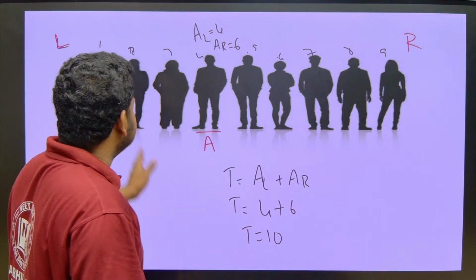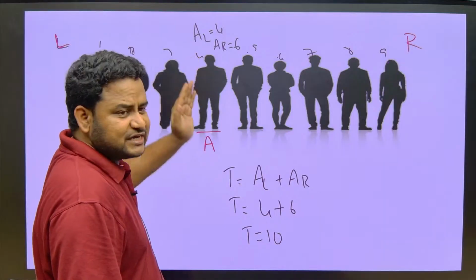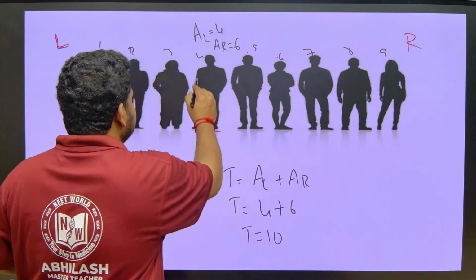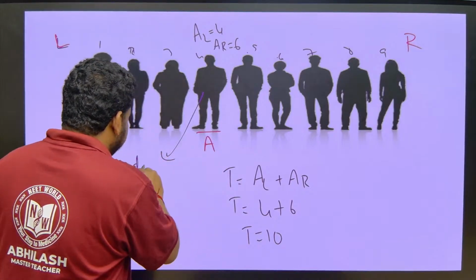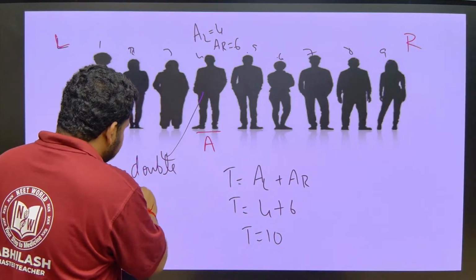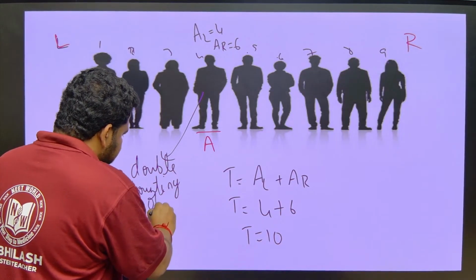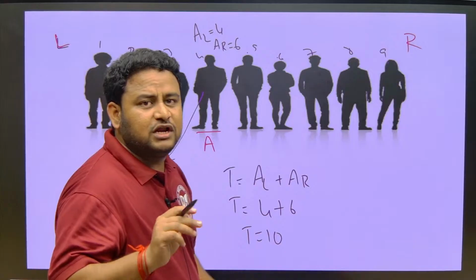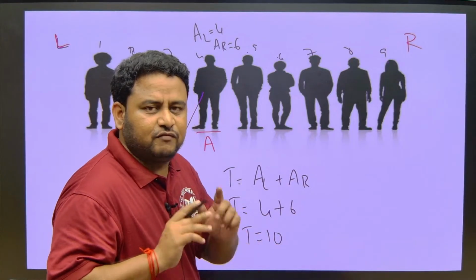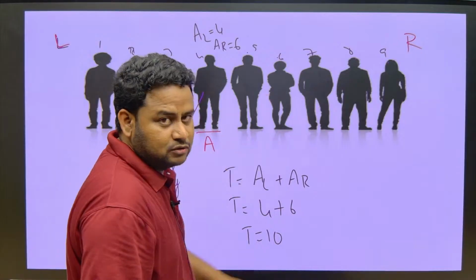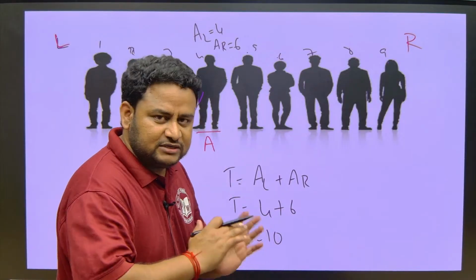Why? Because A is getting counted once from the left side and again from the right side. That is double counting of A. We have to count A only one time. We are counting it twice, from the left side and from the right side. So, one A we have to remove, that is, one side of counting we have to remove.